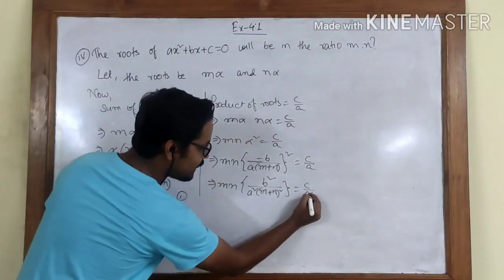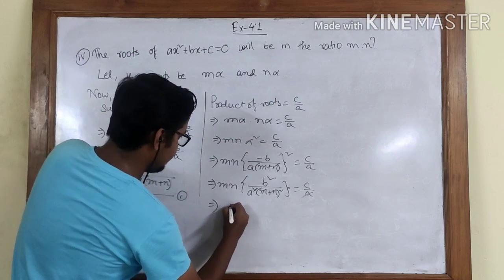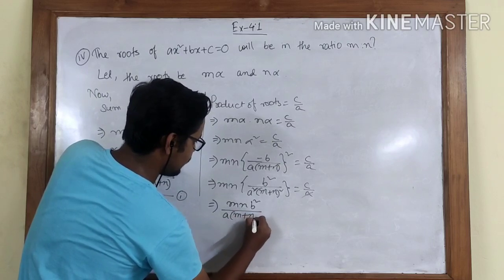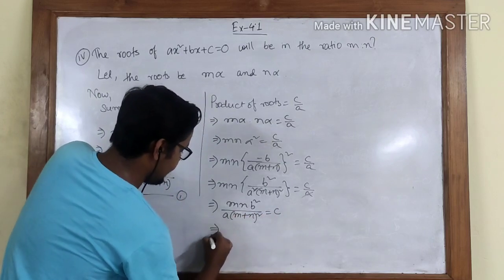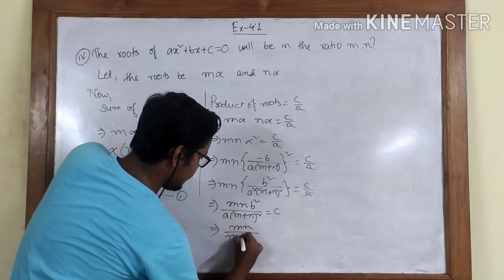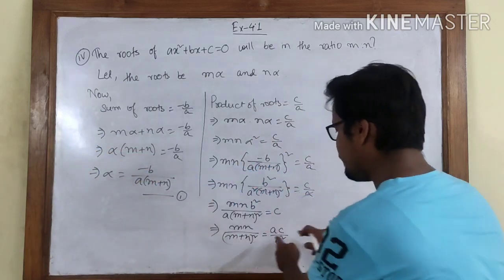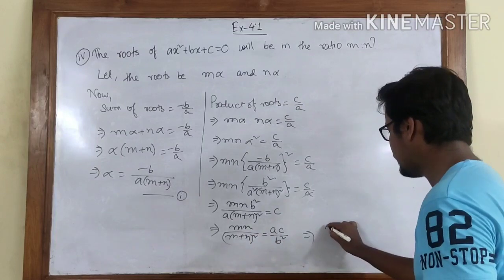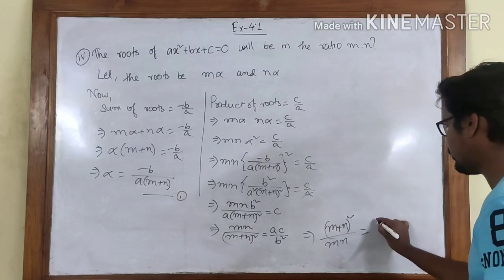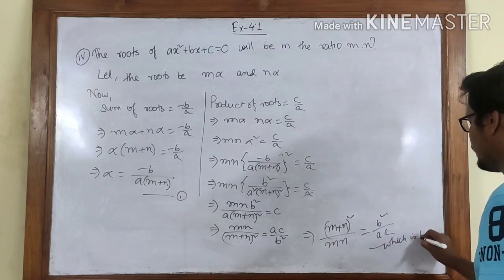Again the same thing, this a and this a square will be cancelled, and we can have mn into b square by a into (m plus n) whole square is equal to c, and by side changing we can have mn by (m plus n) whole square is equal to ac by b square, which can be written, by reciprocal, as (m plus n) whole square by mn is equal to b square by ac, which is the required condition.